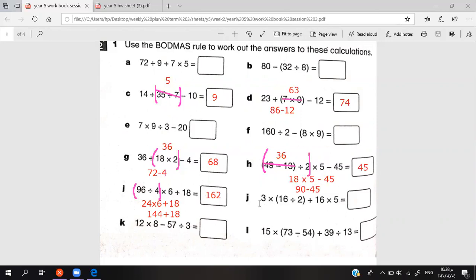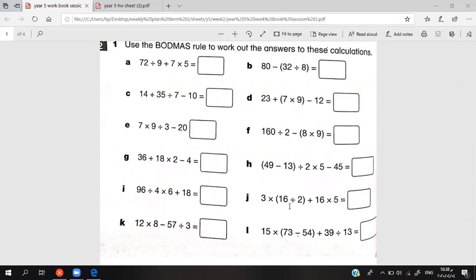As for number J, definitely, sorry, I'm going to erase all this. Definitely the bracket goes first. 16 divided by 2 is an 8. Now I have 3 times 8 plus 16 times 5. There's multiplication at the beginning and multiplication at the end. Which will I do? I'll do it by turn.